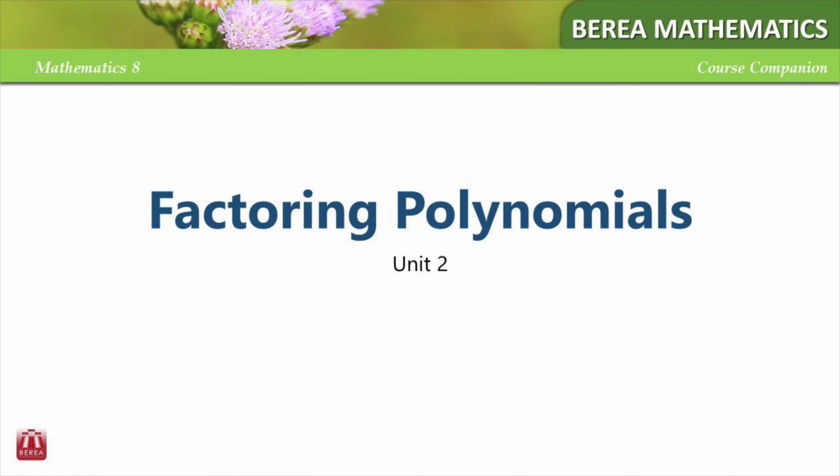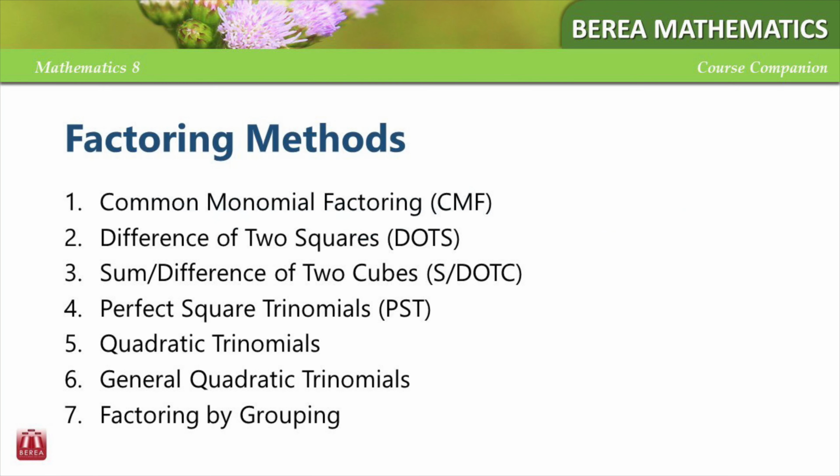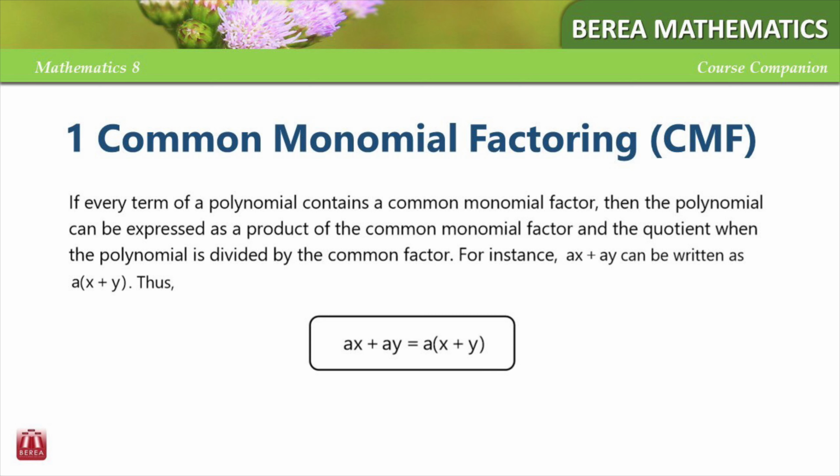So welcome. Our topic for this lesson is all about factoring polynomials. There are different factoring methods. The first one is common monomial factoring or CMF, difference of two squares, sum and difference of two cubes, perfect square trinomial, quadratic trinomials, general quadratic trinomials, and factoring by grouping. So let's start with the first one, common monomial factoring or CMF.